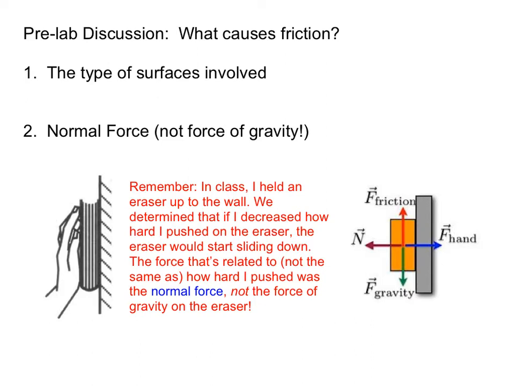Now, we were able to pick out normal force rather than force of gravity because when I held the eraser into the wall, it's stuck there. And when I decreased the force that I applied with my hand, so did this normal force. And when that decreased, friction, the static friction keeping the eraser where it was, went away, allowing the eraser to slide down. Notice the whole time the force of gravity remained the same. So of the normal force and the force of gravity, it's really the normal force that is the cause of friction.